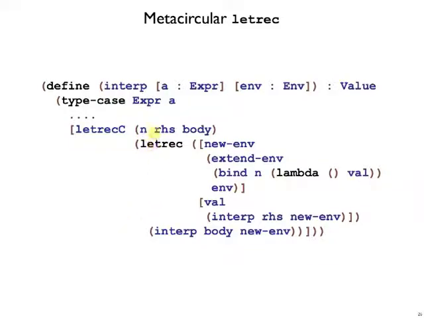So when we have a name on the right-hand side and a body, then we start by constructing the new environment that's needed both on the right-hand side and in the body. And we extend it to have a binding for the name n, where we have a lambda in place of the value that will get the value on demand later. Meanwhile, we compute the value as the result of interpreting the right-hand side in that new environment, and finally we interpret the body in the new environment.